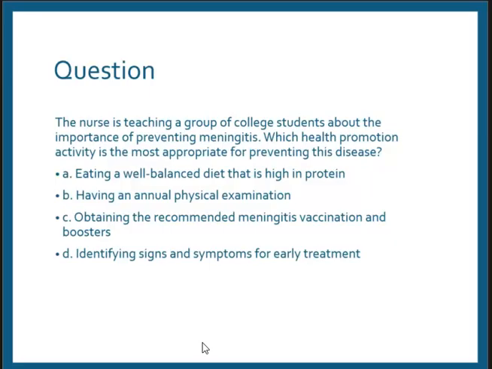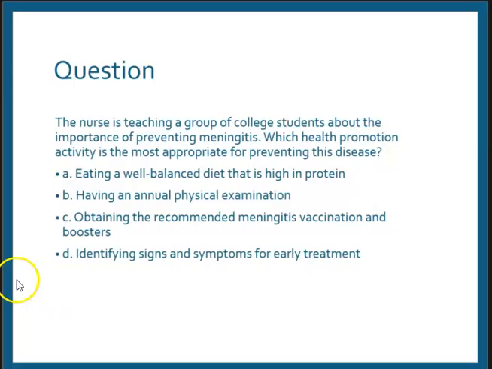The nurse is teaching a group of college students about the importance of preventing meningitis. Which health promotion activity is the most appropriate for preventing the disease? Eating a well-balanced diet that just keeps you healthy. It's not specific to meningitis. Having an annual physical exam, that's important, but not directly linked to meningitis. Obtaining a recommended meningitis vaccine and boosters. Or identifying signs and symptoms for early treatment.